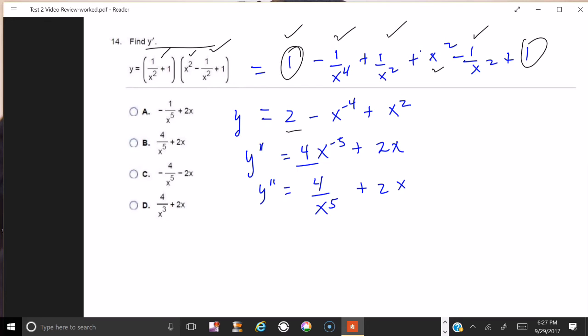And notice that I have 1 over x squared minus 1 over x squared, so those cancel out. And then I rewrite minus 1 over x to the 4th as minus x to the minus 4. And then I have x squared.